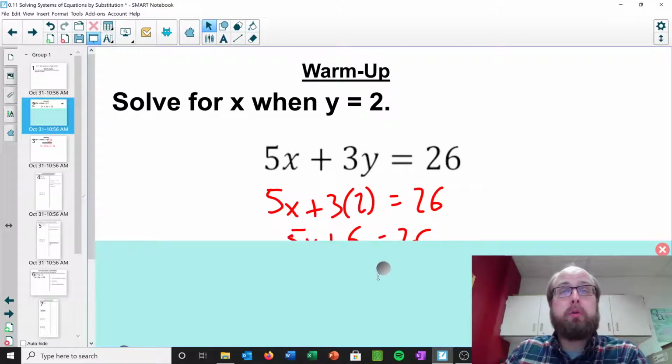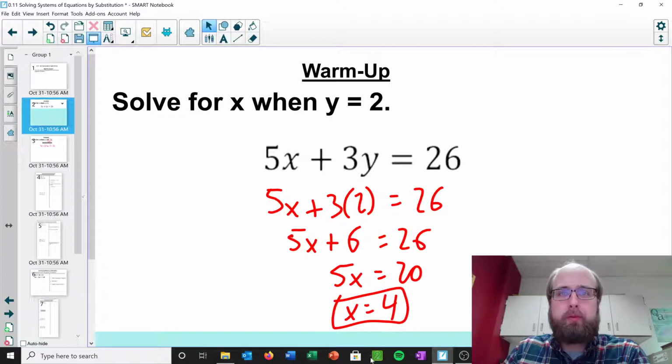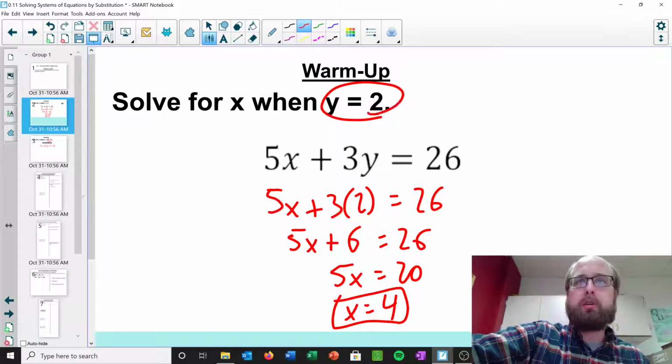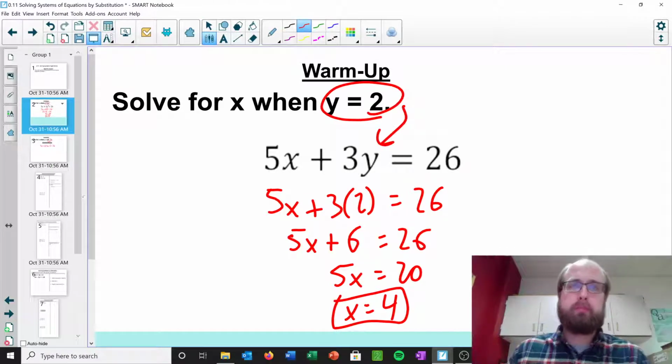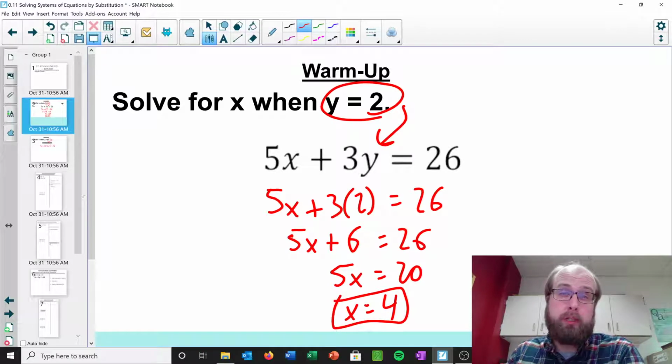All right, so looking at how we'd approach that, it's really simple, right? We know what the y is. So if I want to solve this, I can say, well, I know y equals 2. I can take that 2 and just plug it in. So we plug it in, and then go through our steps of getting x alone. And in the end, you should get x equals 4.